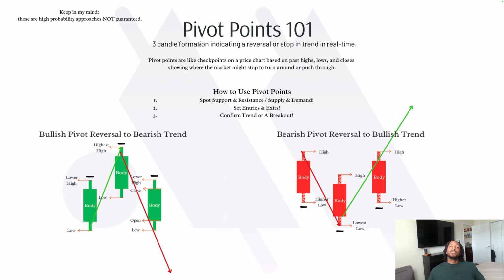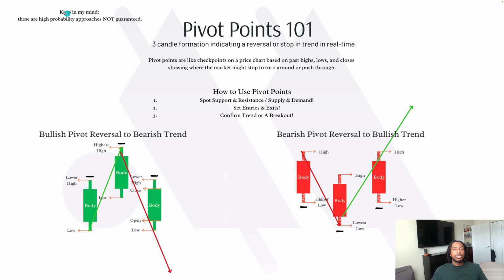So pivot points 101. A three candle formation indicating a reversal or stop in trend in real time. A lot of times we don't notice the trend until it's already over in hindsight and the move is already gone. But this three candle formation, this pivot point, is going to allow us to see it coming in real time.